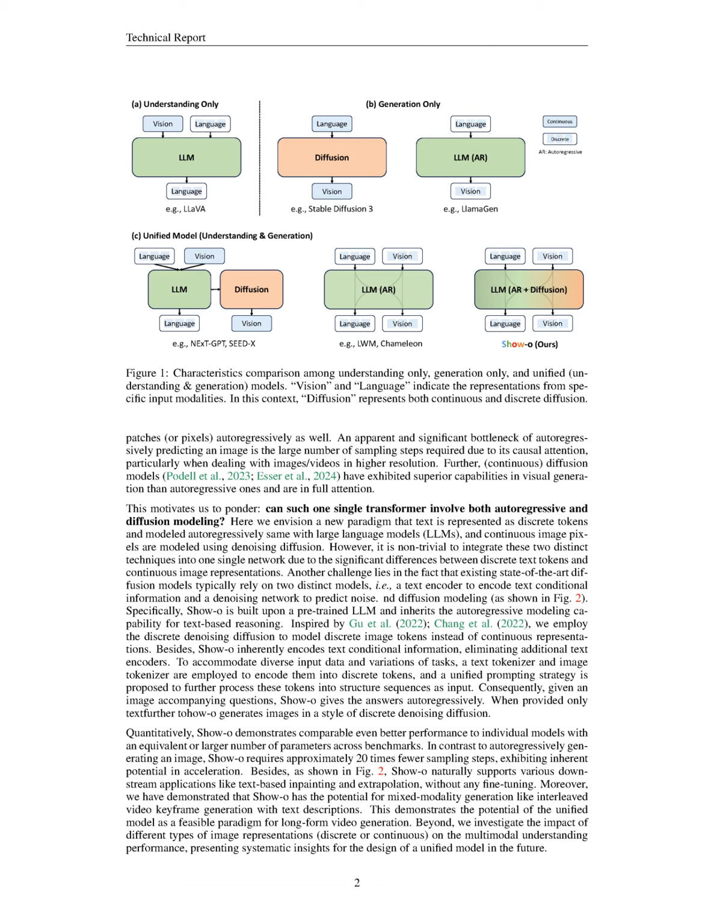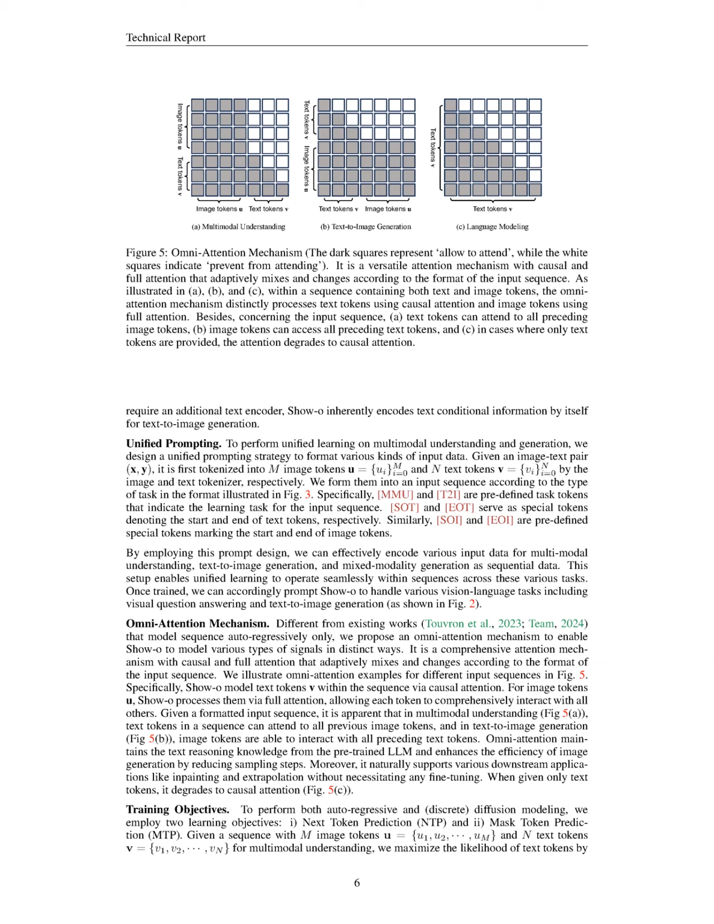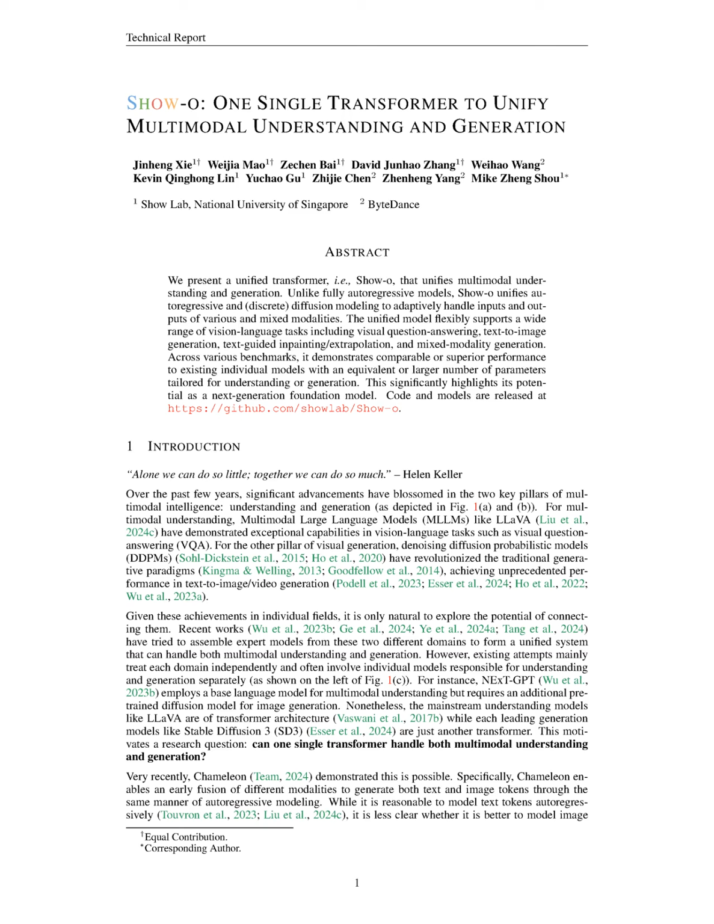The proposed SHOW method integrates autoregressive and diffusion modeling through a systematic approach. First, it tokenizes both text and image data into discrete tokens, creating a unified input-output space. The architecture of SHOW is based on a pre-trained large language model, LLM, which processes text tokens autoregressively while employing a discrete denoising diffusion process for image tokens.